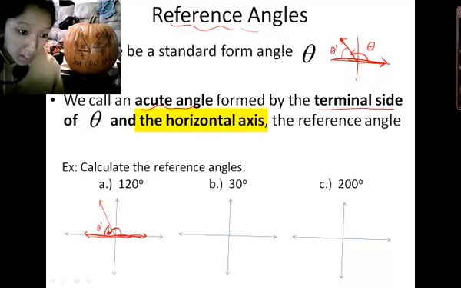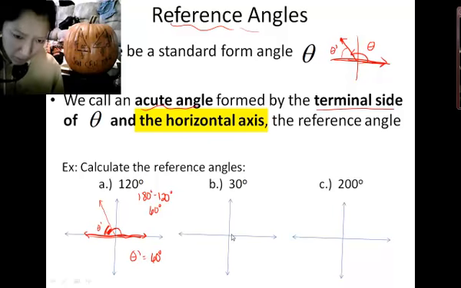So what is this angle right here? Well, to calculate that, what you can see is there's this leftover that we didn't quite reach when we went only the 120. So 120 plus what is equal to 180, or in other words, 180 minus 120 is equal to 60 degrees. So our reference angle, theta prime, is equal to 60 degrees.